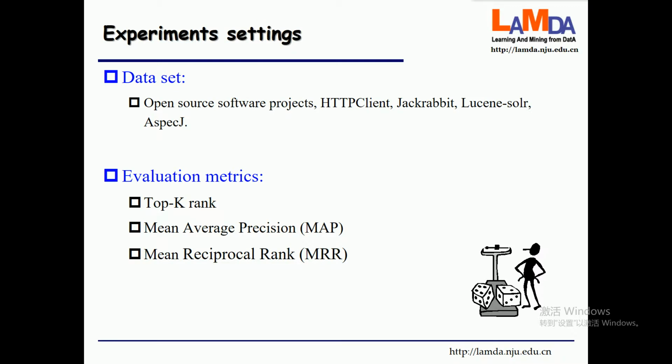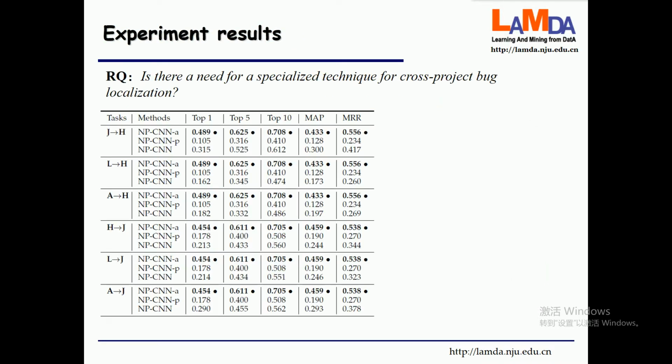Here are some experiment settings. The dataset we used for evaluation is all open source software projects, and some widely used metrics such as top K rank, MAP, and MRR are used in our experiments. The first research question we want to study is: is there a need for a specialized technique for cross-project bug localization?